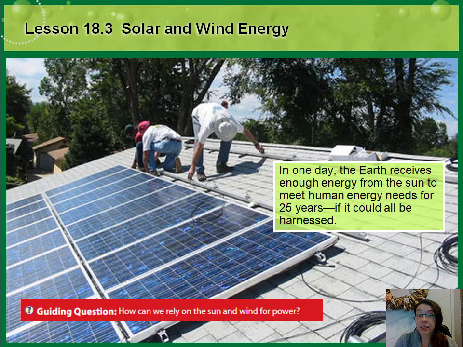And as of the publication of your textbook, at least, it says here that one day the Earth receives enough energy from the sun to meet human energy needs for 25 years, if it could be all harnessed. But of course, that's not practical. You can't capture all of the radiant energy released by the sun. It would be wonderful if we could. It would be a wonderful source.